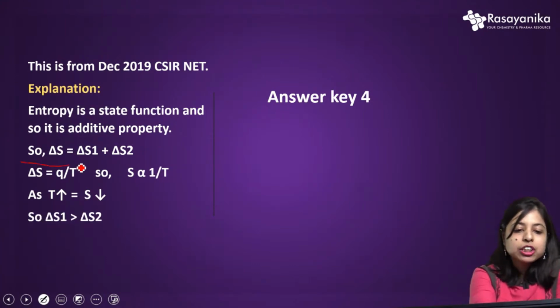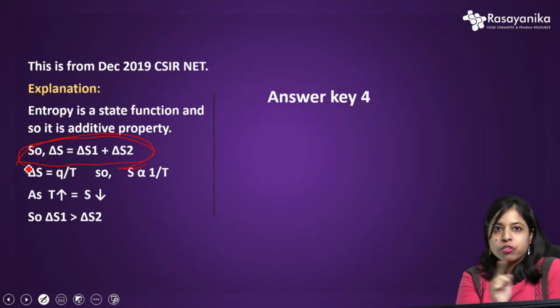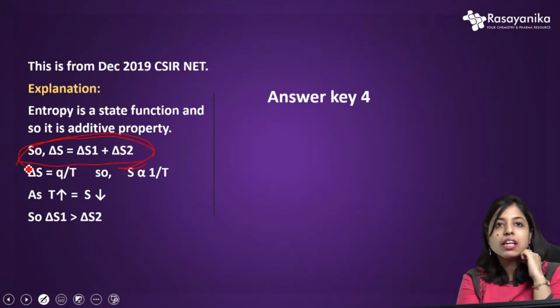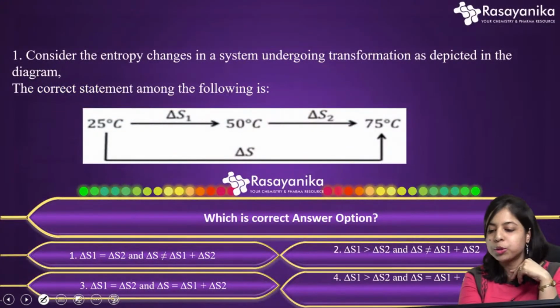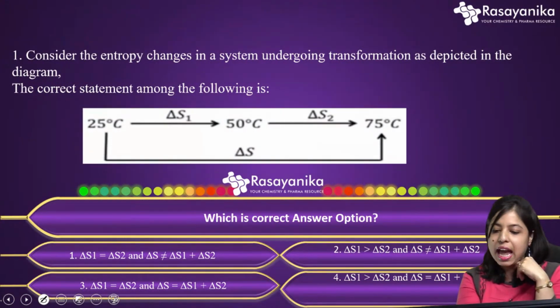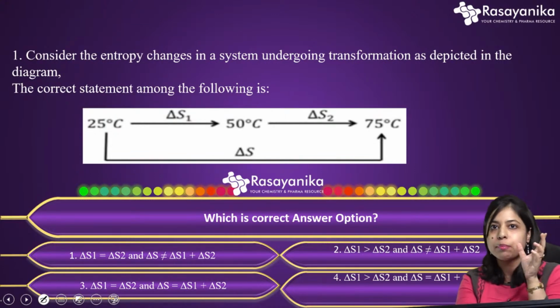That additive function means you just need to sum up the entropy of each step. Delta S total equals delta S1 plus delta S2. Okay, so look at our question and the options. There are option 3 and option 4. Both options have delta S equal to the summation of both, that is, the additive property follows.